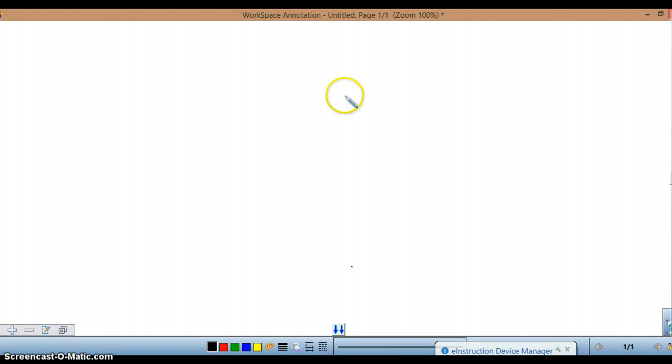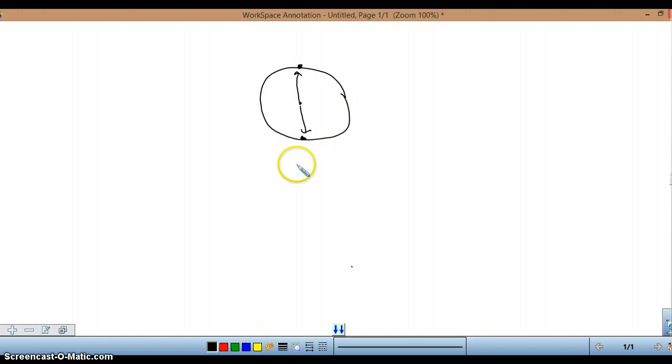So the first question that we did was dealing with an object like a string that is being moved in a circular pattern. There's a string, there's a ball at the end of the string, and we were asked to calculate the different forces that exist at the bottom and at the top of your motion. So this is a vertical circle.